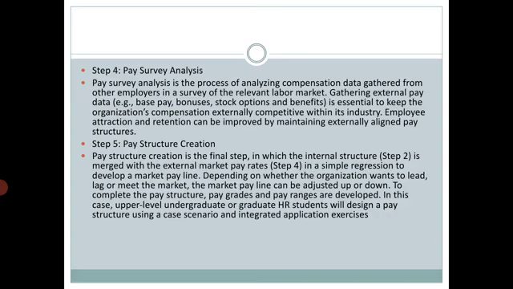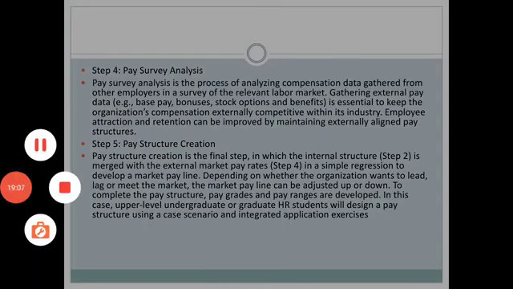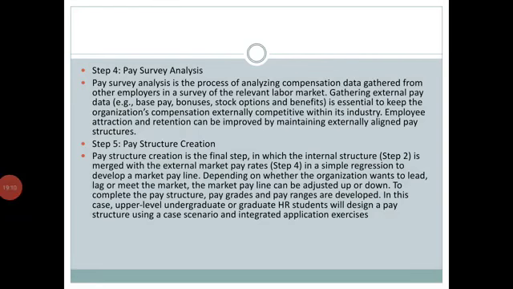Okay, in this case, upper level undergraduate or graduate HR students will design a pay structure using a case scenario and integrated application exercise. What is done? The pay structure is created by combining your internal pay structure and the external pay structure that is prevailing in the market. Through that, whether we are leading, lagging, or meeting the market requirements, we come to know this.